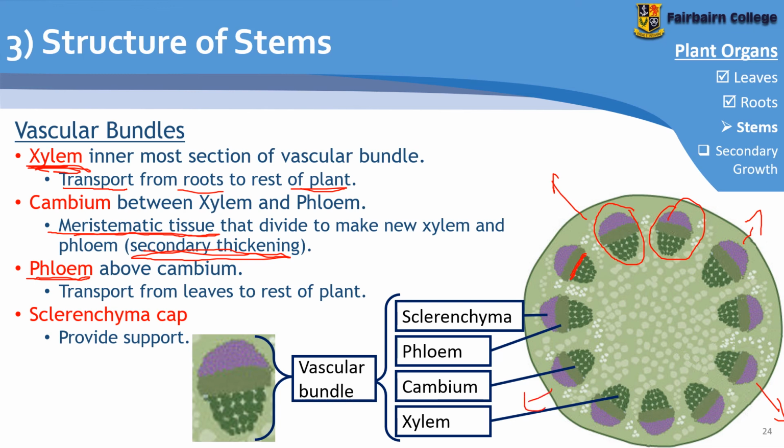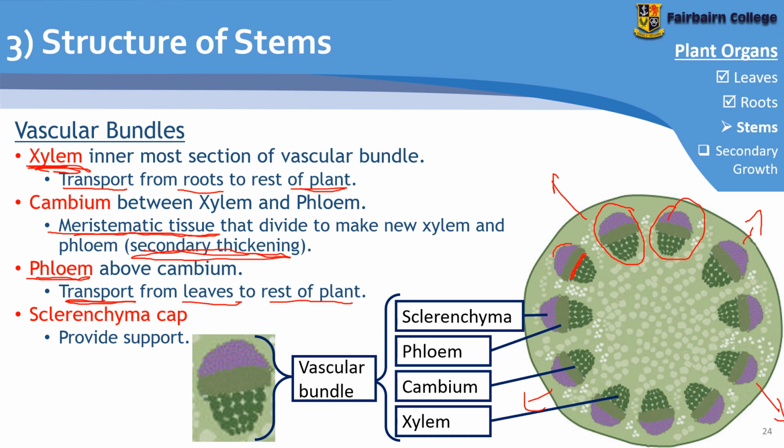Then moving on from the cambium, the next layer that we see is the phloem, just above the cambium. And again, the function of the phloem is the same as in other parts of the plant, the transport of organic molecules from the leaves to the rest of the plant.